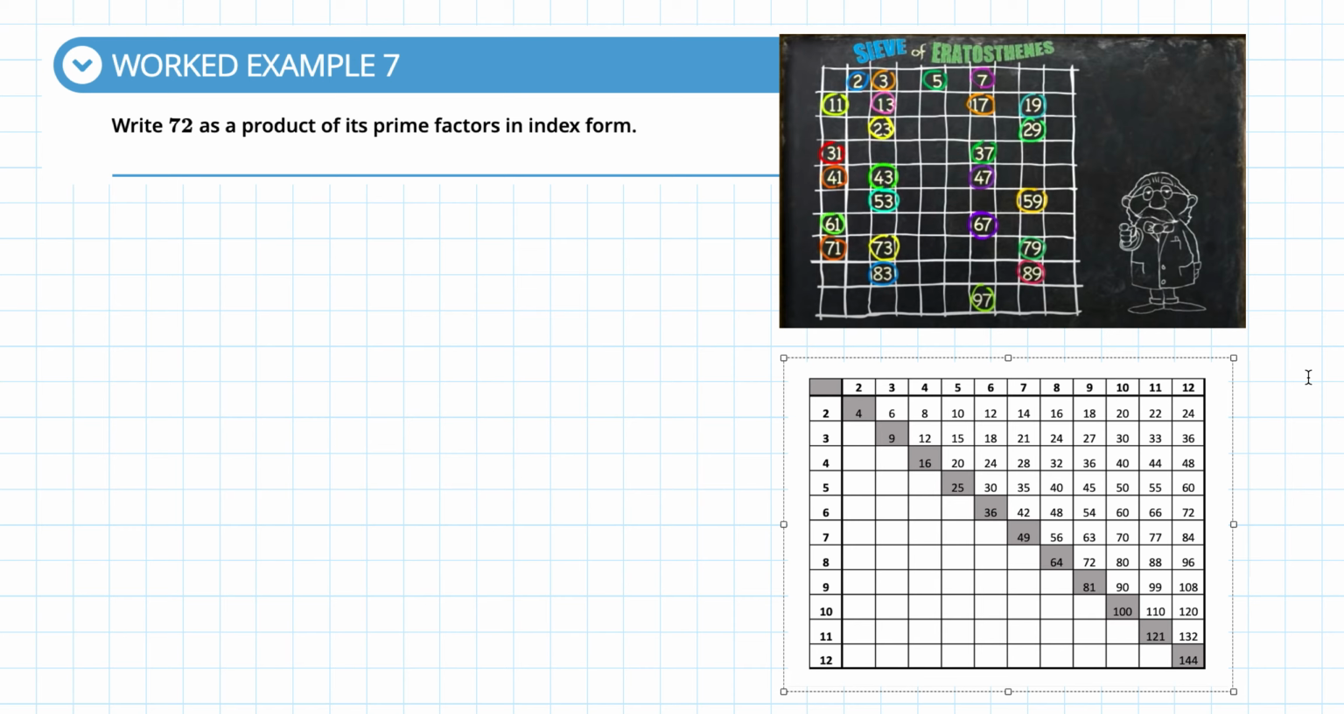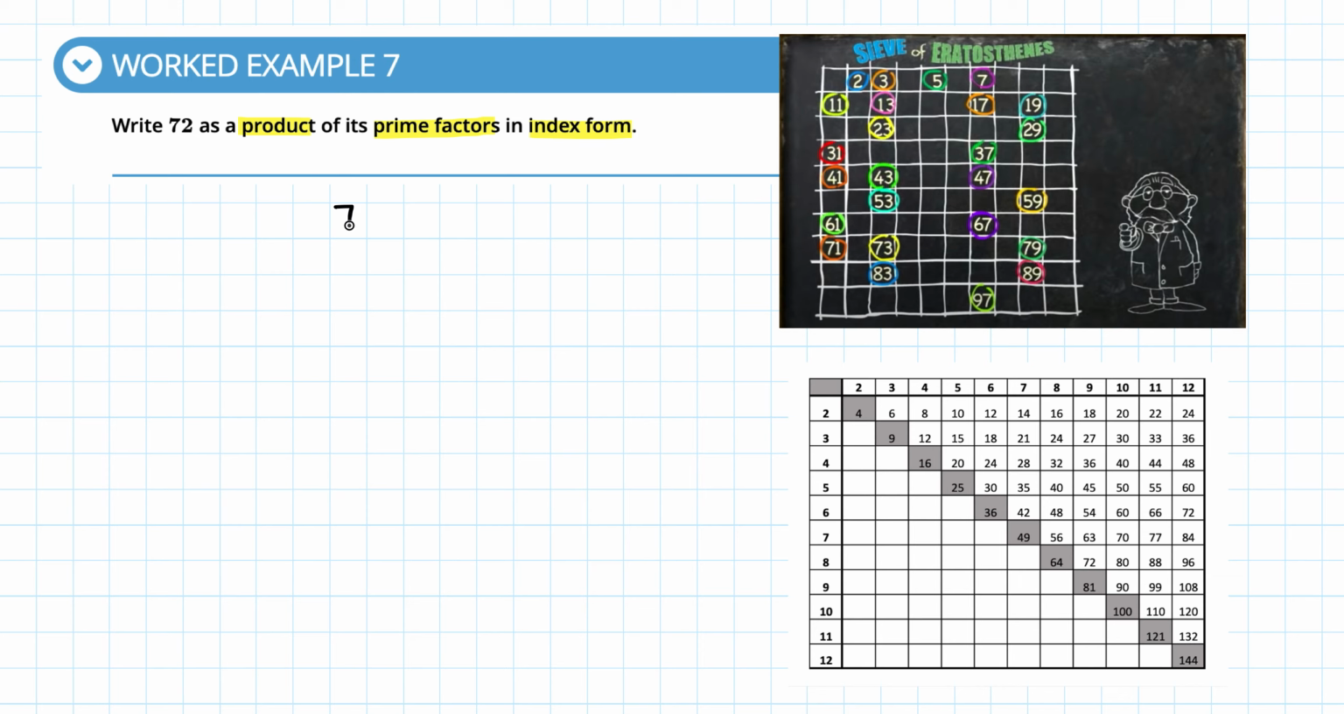Okay, girls, let's do another example. This example says, write 72 as a product of its prime factors in index form. Again, notice the words: product of its prime factors in index form. So we're going to do that. To do that, we need our list of prime numbers as well as our multiplication grid.